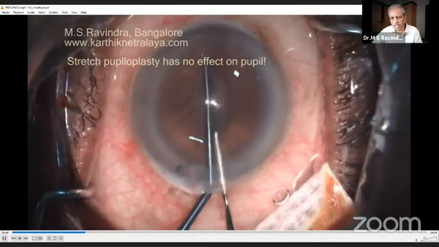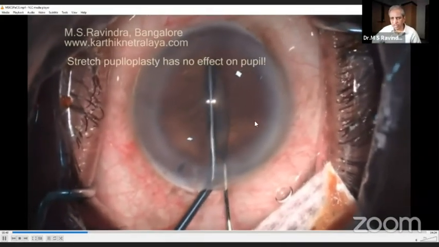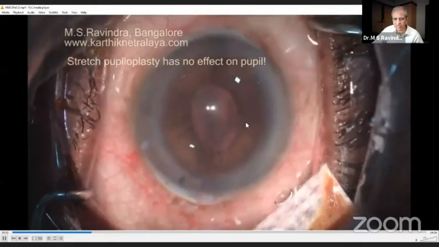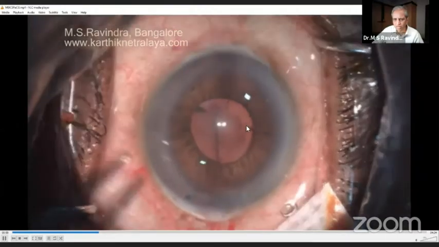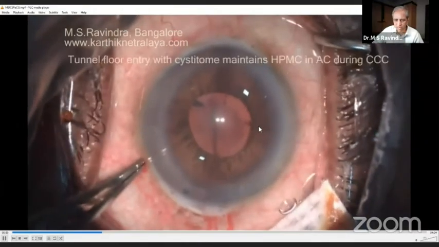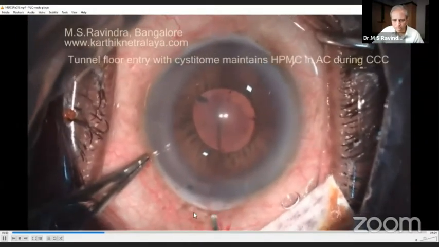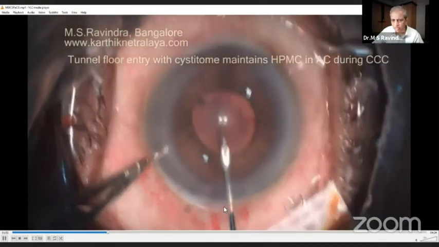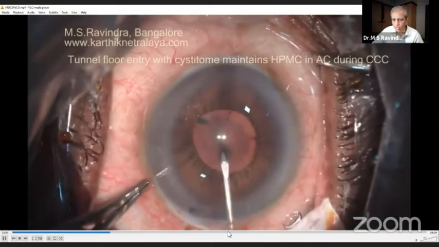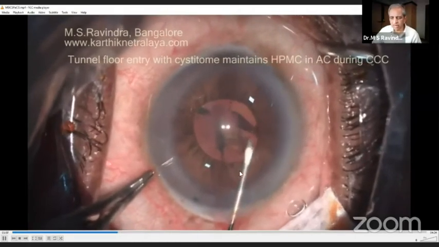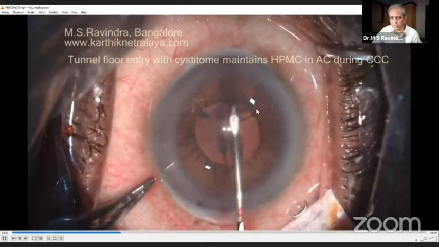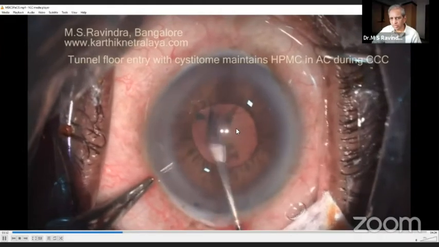He has been using 3 anti-glaucoma medicines for decades together. The pupil is very rigid. It refuses to dilate. Being a one-eyed person, I didn't want to traumatize the iris by sphincterotomies in this particular patient. Tunnel floor entry technique, where I'm taking the cystotome through the limbus. It is not going through the tunnel. AC is filled. It's only about 2 millimeters deep. It's refusing to deepen further beyond this.